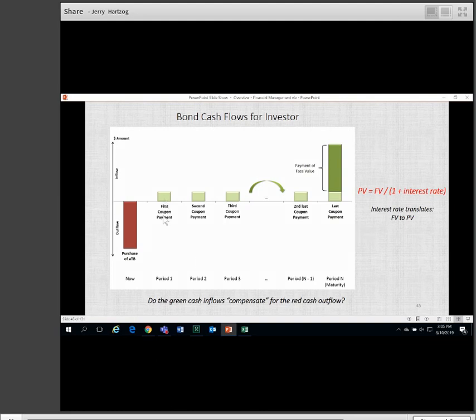So for this first coupon payment, we would divide by 1 plus the interest rate, and we get the present value. The second coupon payment, well, it's 2 periods out, so we have to divide by 1 plus the interest rate 2 times. The third payment, we've got to divide by the interest rate 3 times, and so forth. Now, if this was a 5-year semi-annual pay bond, we would actually be dividing by 1 plus the interest rate some 10 times. Well, that's not the way we want to approach this. We would like a little bit more automated approach.